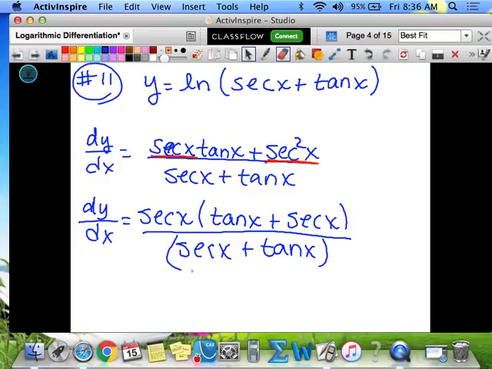I'm going to go ahead and stick that thing in parentheses, because don't these two match up? So can't you cancel them out? Because they're multiplied. That's why. So you're left with secant. Okay?